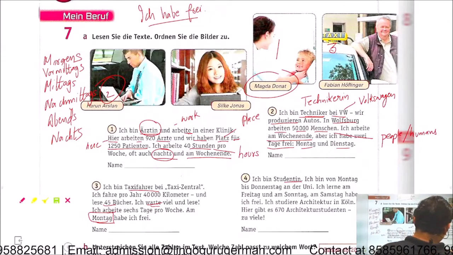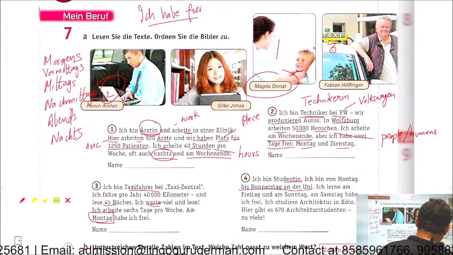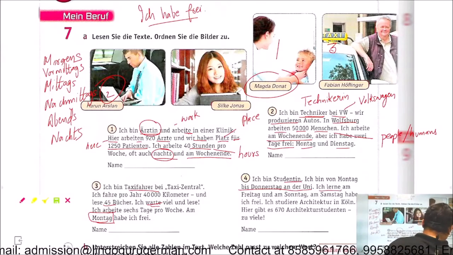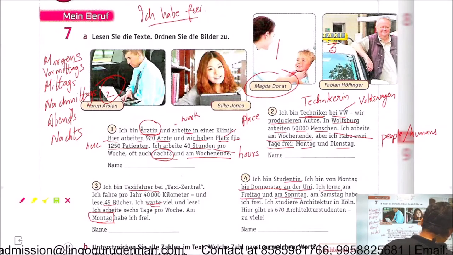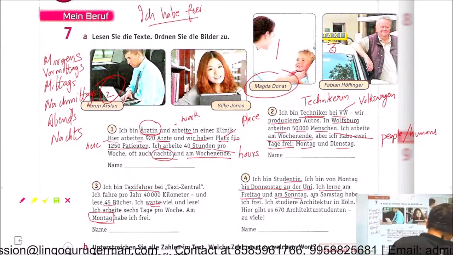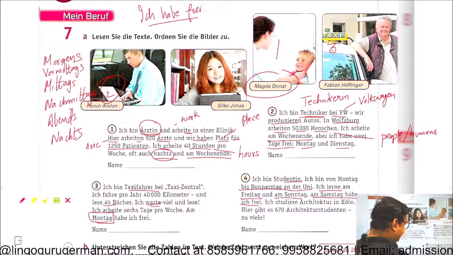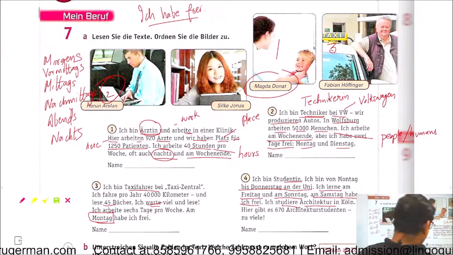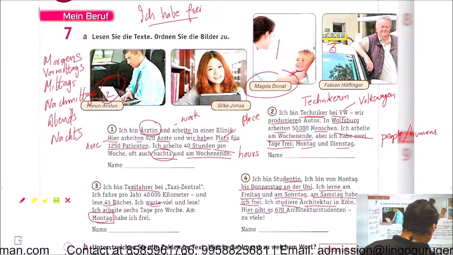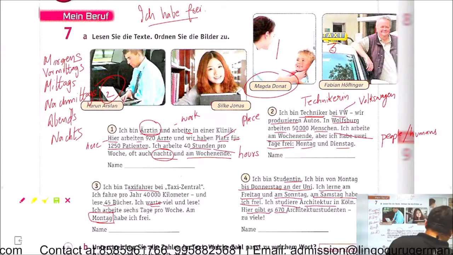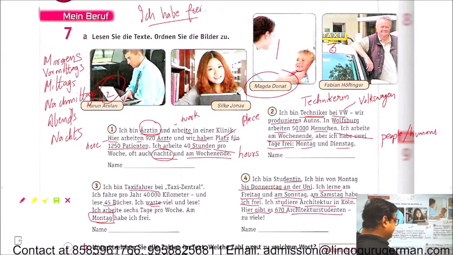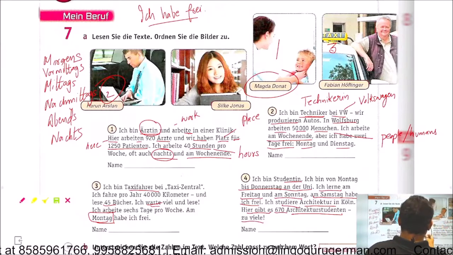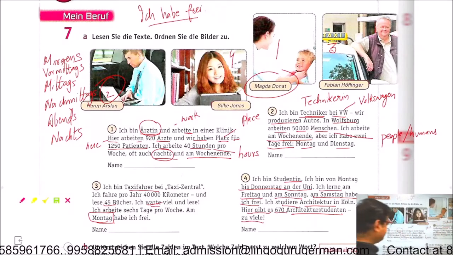Ich bin Studentin, ich bin von Montag bis Donnerstag an der Uni. I am at the university from Monday to Thursday. Ich lerne, I learn on Fridays and on Sunday. Am Samstag habe ich frei. I am free on Saturday. Ich studiere Architektur in Köln. I study architecture in Köln. Hier gibt es 670 Architekturstudenten. Here there are 670 architecture students. Zu viele, too many. This is of course Zilka Jonas, text number 4.